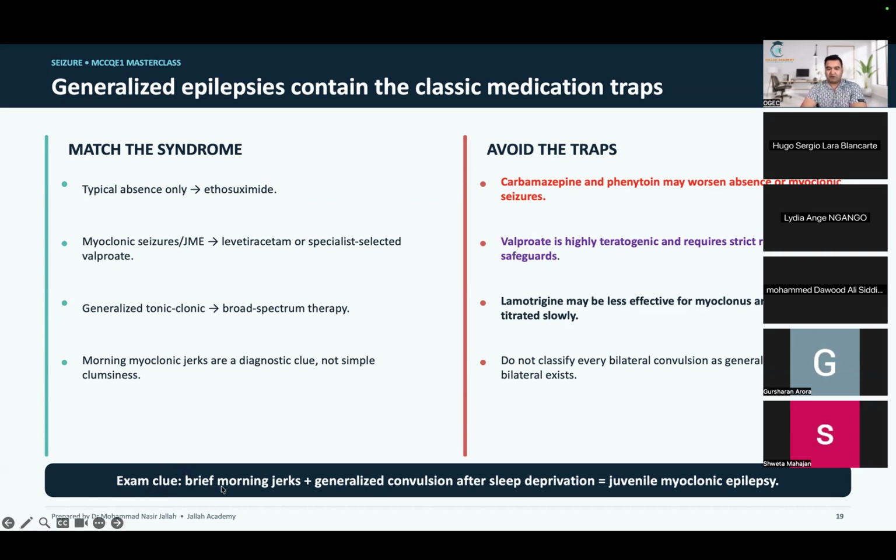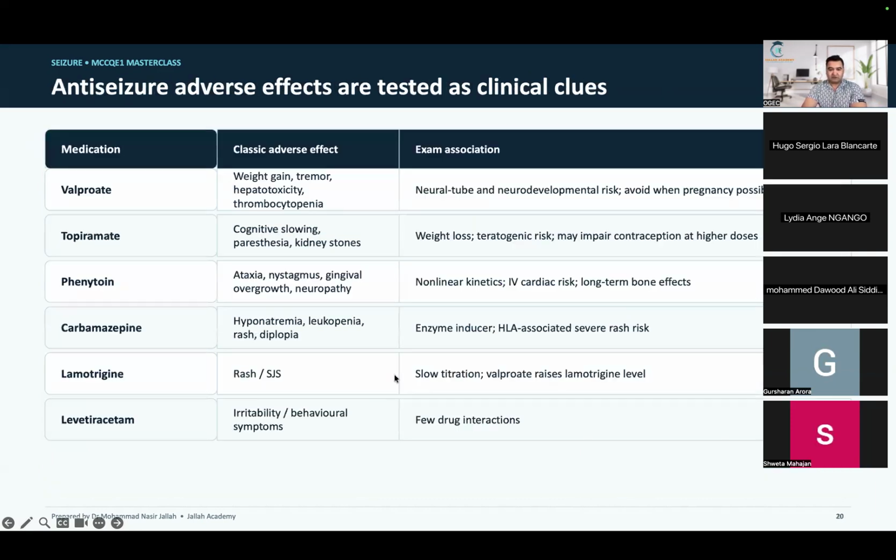Exam clue: brief morning jerks plus a generalized convulsion after sleep deprivation is juvenile myoclonic epilepsy, if the patient is less than 20 years of age. Anti-seizure adverse effects are tested as clinical clues. So valproate: weight gain, tremor, hepatotoxicity, thrombocytopenia, and pancreatitis. Please add that as well. Neural tube defects and neurodevelopmental risk, so avoid in pregnancy.